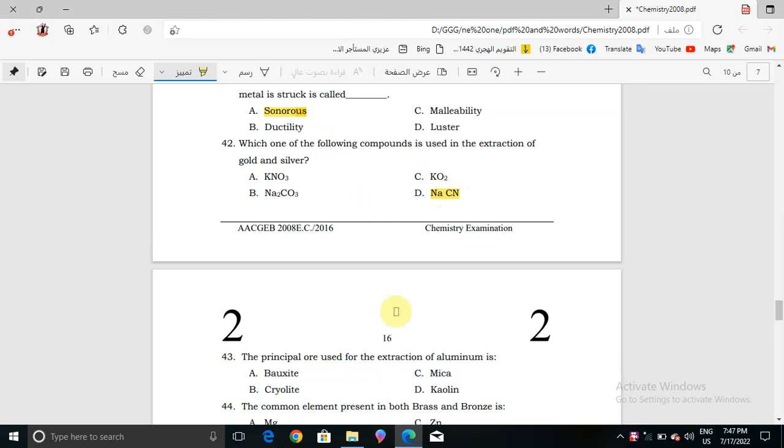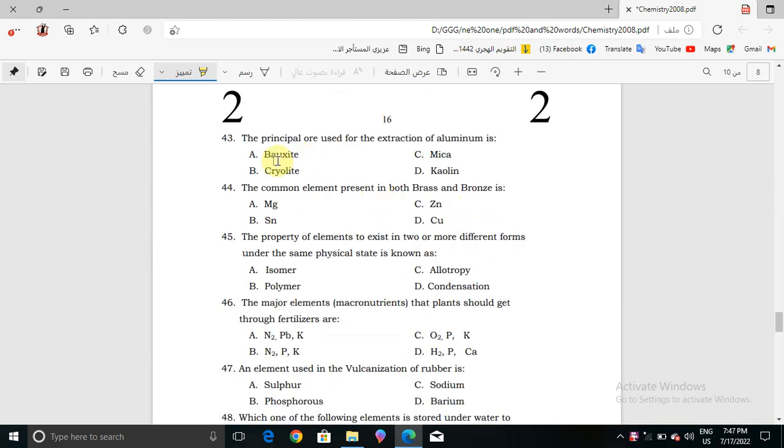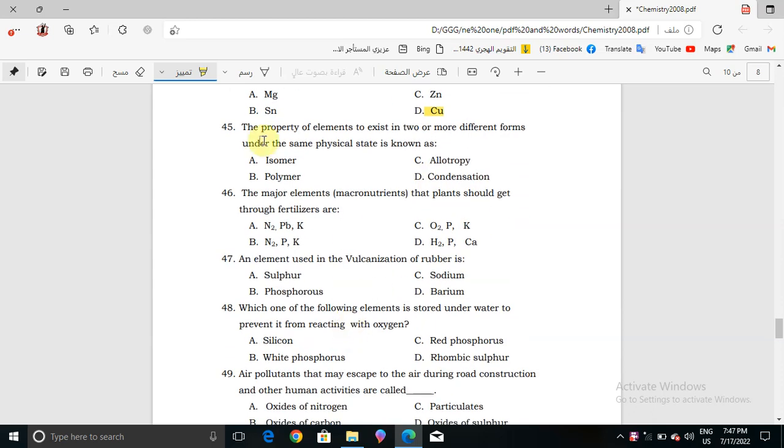Okay, now question number 43. The principal ore used for extraction of aluminum is what? Bauxite? Yes, bauxite. Question number 44. The common element present in both brass and bronze is what? Copper. In question number 45, the property of elements to exist in two or more different forms under the same physical state is known as what? Allotropy.